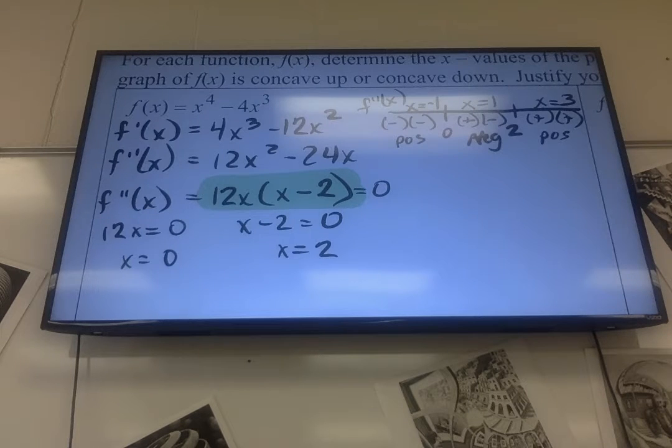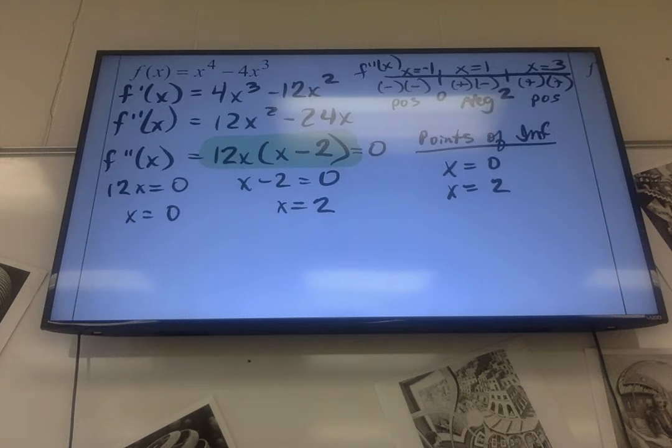So we need to find where the points of inflection are. Our points of inflection are at x equals 0 and x equals 2. Sometimes it's not one of them. Sometimes it won't change signs and then you just wouldn't include it. That's why they're possible points of inflection. Now they are actual points of inflection.